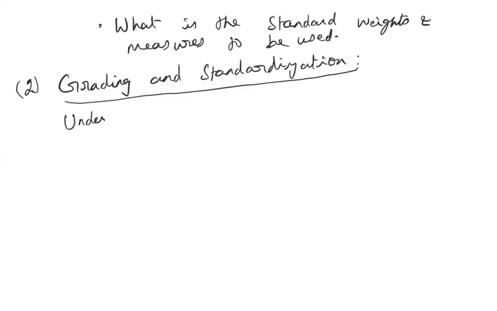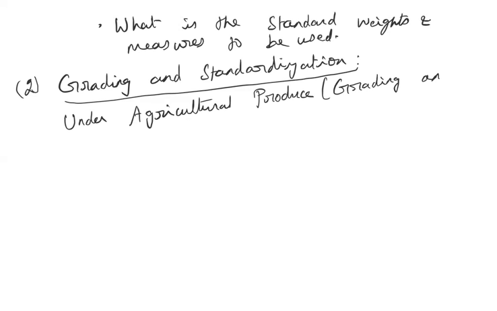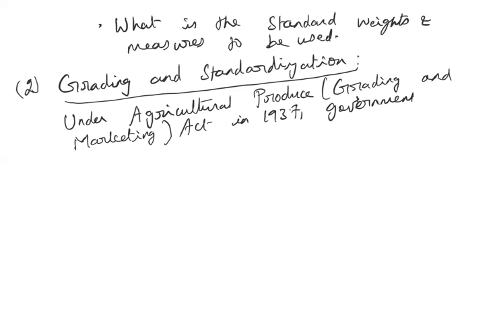Agricultural Produce Grading and Marketing Act in 1937. So under this, the government set up several grading stations.